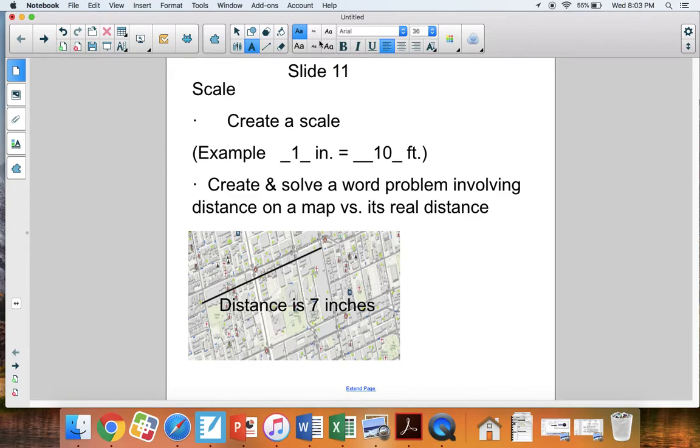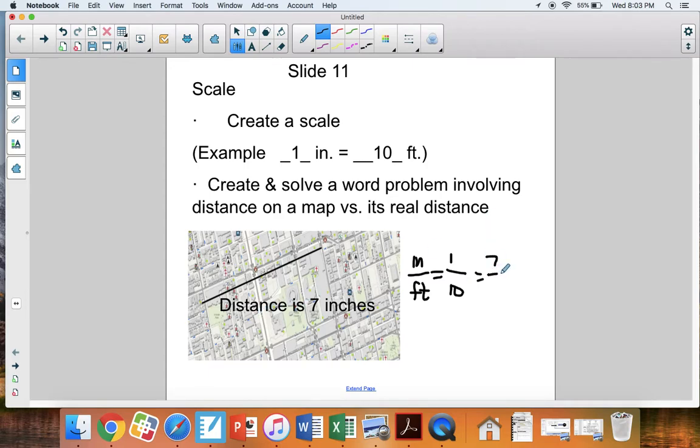So you're going to set up that proportion like we worked on yesterday. So we're going to do inches to feet. And then you're going to say, okay, well, 1 inch is 10 feet. And then we know that this right here is 7 inches. So we're going to put the variable right there because we don't know how many feet that equals. You might be able to figure it out. And then how do you solve for a proportion?